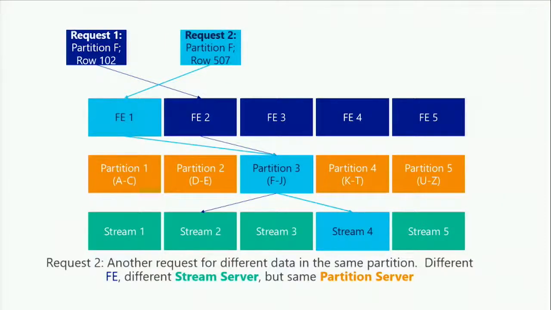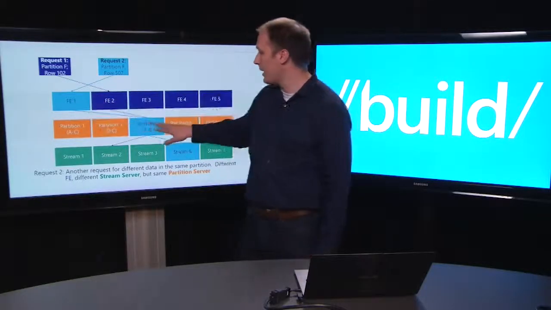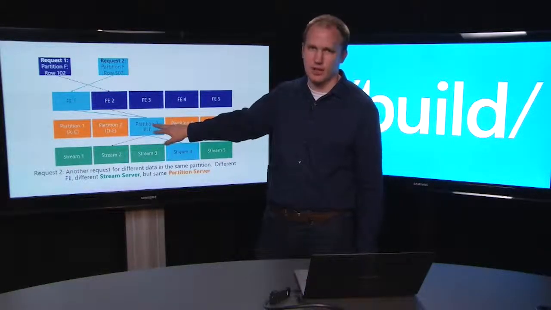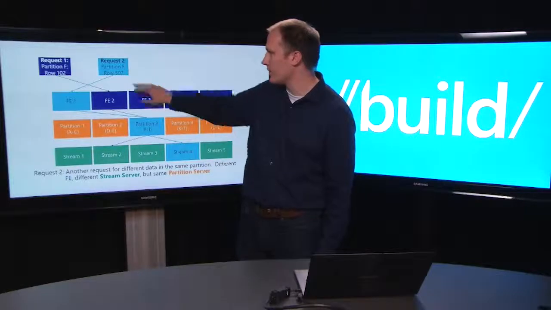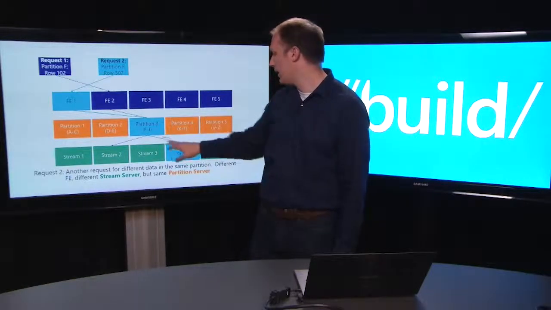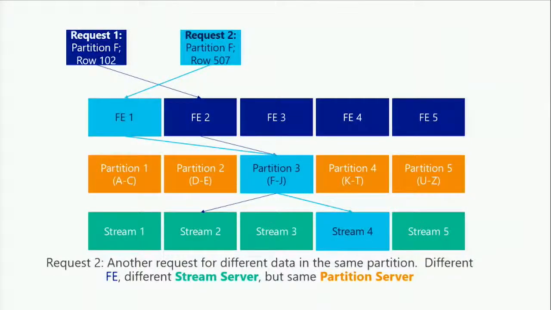Let's look at a second request. This one's also for partition F, but for a different piece of data. And so you can see the request flow goes through a different FE, but again, the same partition server. And this is really important. This is going to the same partition server as the previous request because, again, it's for the same partition, partition F. And then finally, it just goes to another stream server. The data can be spread all across the stream layer.